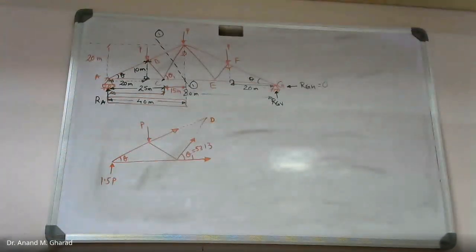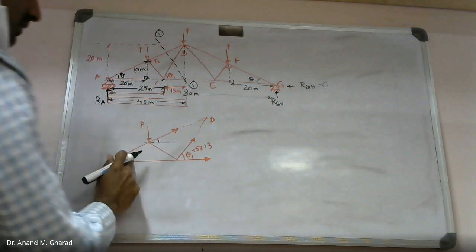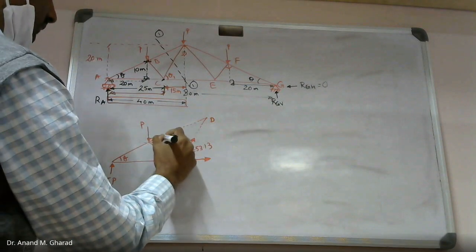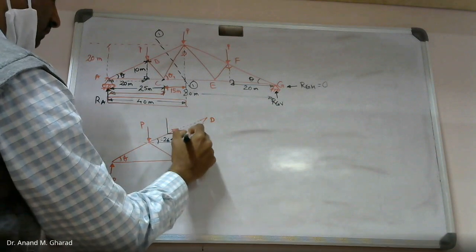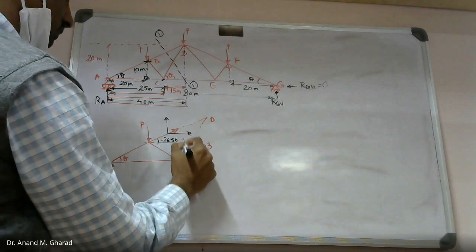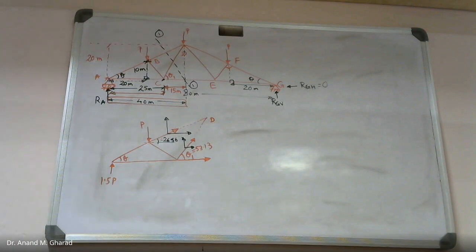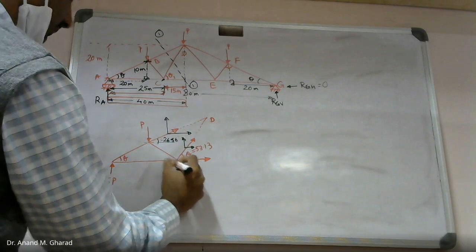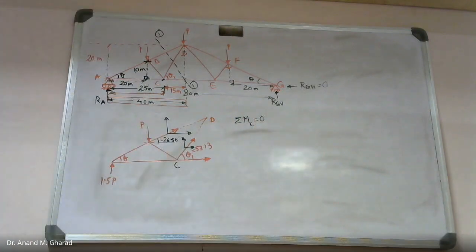Fine. And what about this angle? It will be same as theta, and it came out to be 26.56. Right? So you resolve these inclined forces into components. Then you take moment about one of the points. Let's say if I take moment about point C, summation of moment about point C equal to zero.